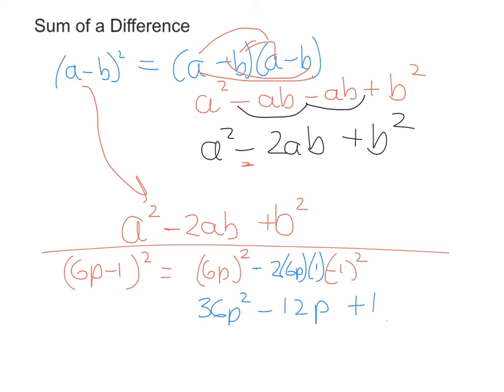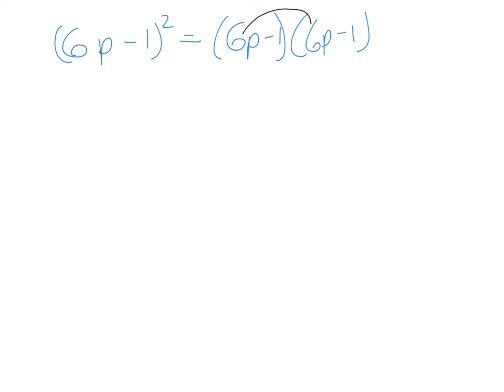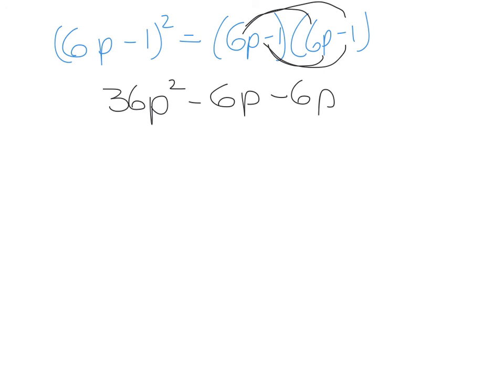And of course, you don't need to do it that way. You could do the same problem by writing it out twice: (6p minus 1) times (6p minus 1). I'm FOILing this. 6p times 6p, 36p squared. 6p times negative 1, negative 6p. Negative 1 times 6p, negative 6p. Negative 1 times negative 1, positive 1. That gives me 36p squared minus 12p plus 1.